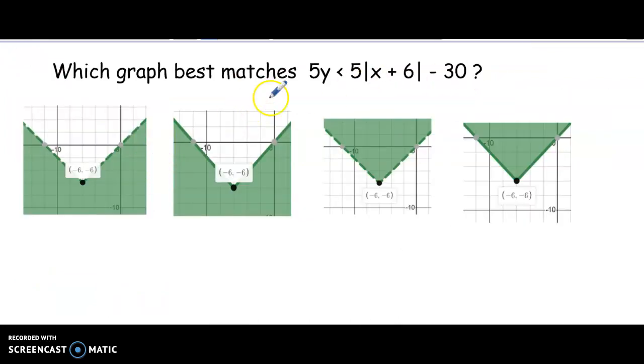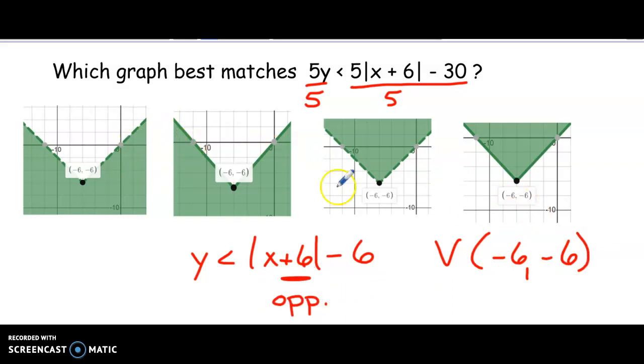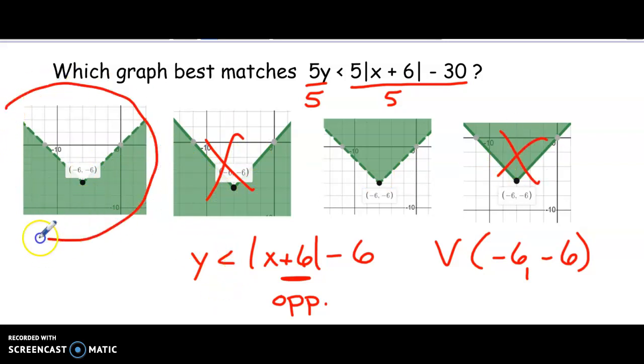Which graph best matches? Simply plug it in. We'll divide. This is one that we did. First we divide by 5, and you get y is less than |x plus 6| minus 6. My vertex is located at negative 6, negative 6. Remember, take the opposite of what's inside. So negative 6, all of those are in it. Less than, so it's going to be a dotted one, so I can get rid of this one and this one. Less than means it's going to point below it, so this is my correct answer.